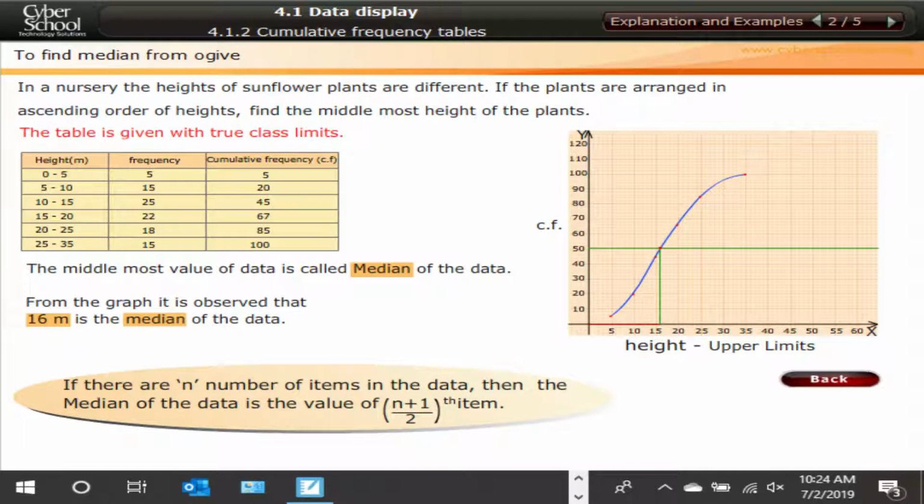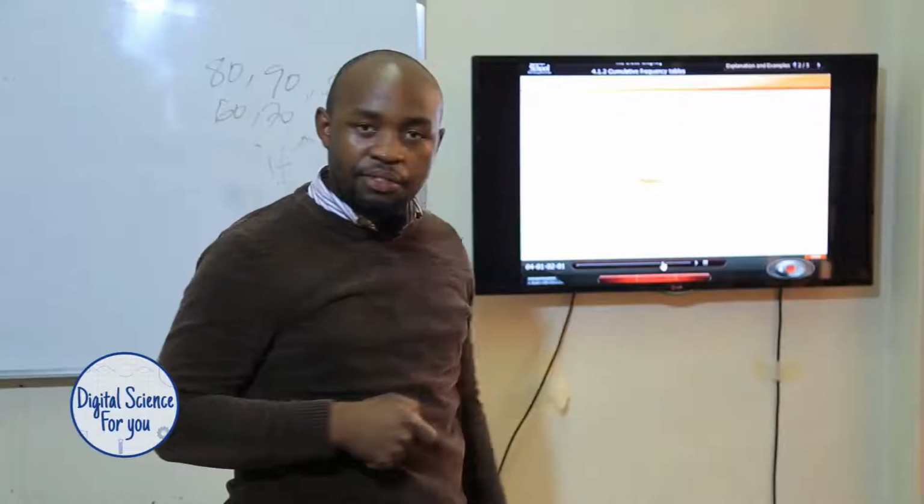This is an example. It talks about the heights of sunflower or the heights of plants. So this is like the previous example. We had this data and we have this curve drawn already. Now in the middle, the highest frequency here, if I pause this, the highest frequency here is 100. So if I get that 100 and divide by 2, I'm going to land at 50.